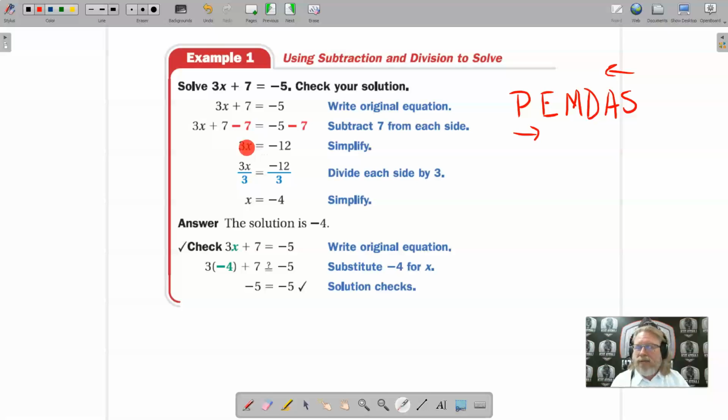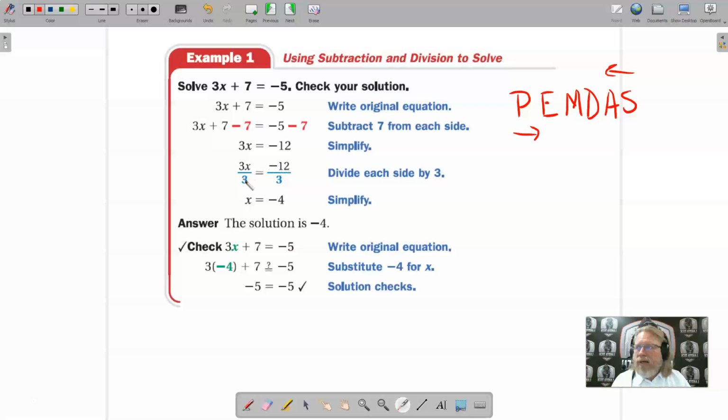That is to deal with this multiplication. The 3 is tied to the x through multiplication. The opposite operation is division. So we're going to use a fraction because all fractions are division problems. And we're going to divide by the very number we wish to get rid of, which is 3. So we're going to divide 3x by 3.